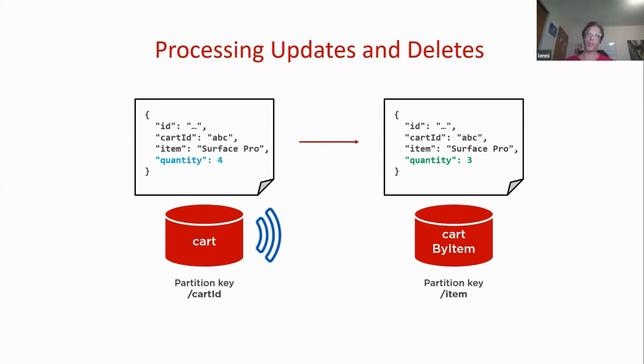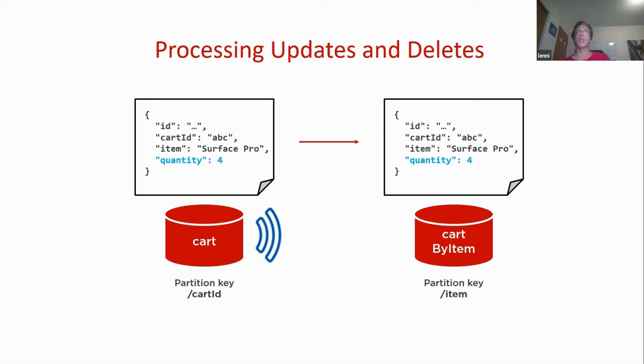And the same thing, if it updates to 4 on the left, it can get updated to 4 on the right. But what if this document is being deleted? You cannot simply delete it from the cart on the left, because if you do, it will not be picked up by the change feed, and it will remain in the cart on the right, and you will have orphan documents, which of course you do not want.